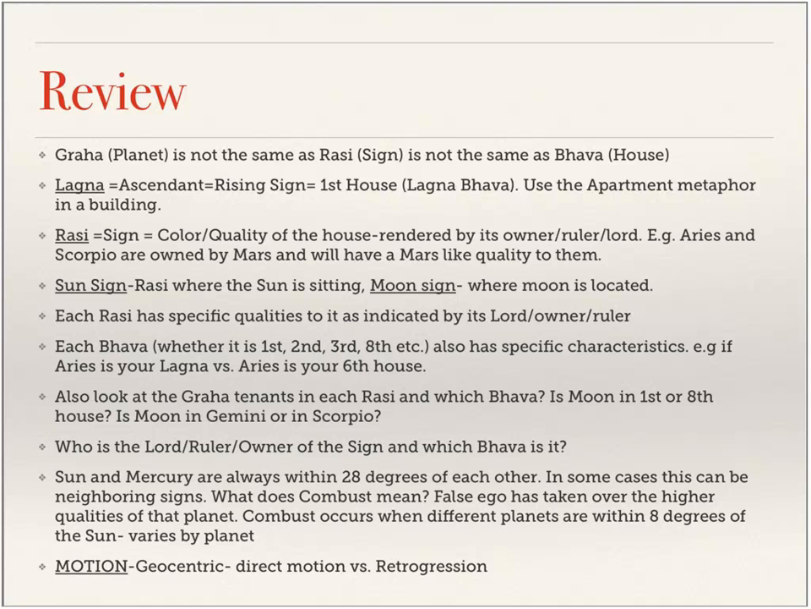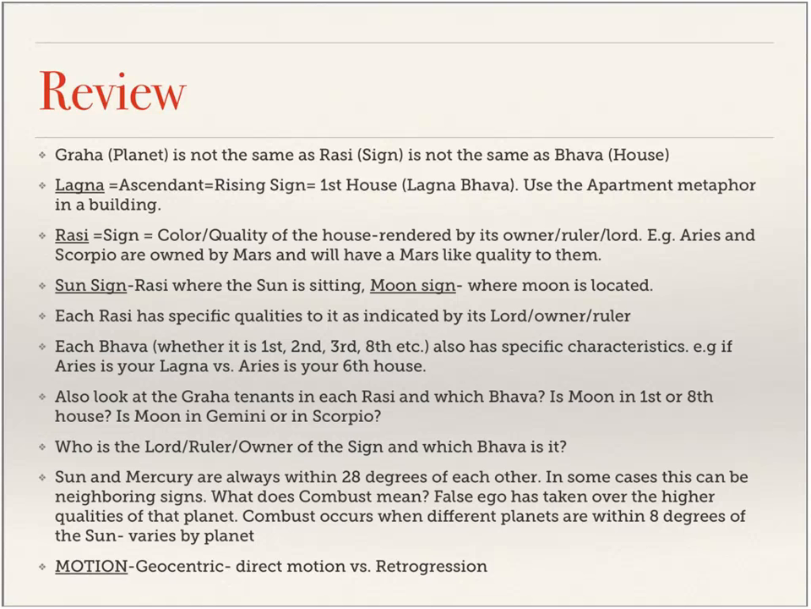Okay, now the other concept that I did not cover in the last lecture is that the sun and Mercury are always within 28 degrees of each other. So you know that Mercury is the closest planet to the sun, and he revolves around the sun the fastest. Now, in some cases, you may always see Sun and Mercury in the same house or in the same sign, but in some cases they can also be in neighboring signs, but never more than 28 degrees from each other, right? But when Mercury is too close to the Sun, as it's prone to be, then Mercury can be in combust.